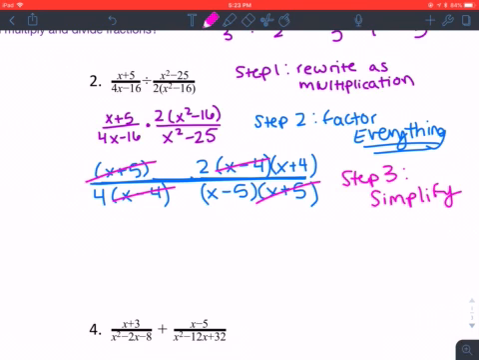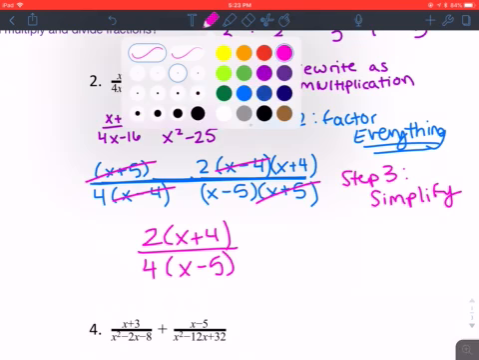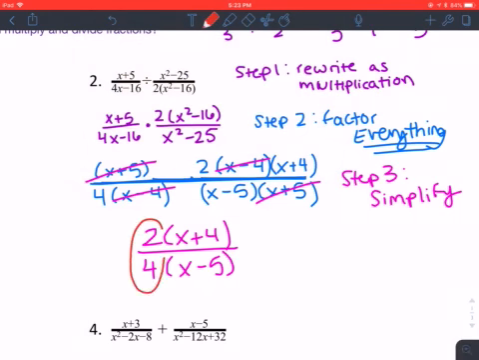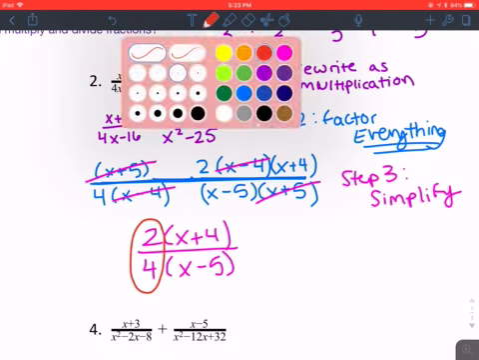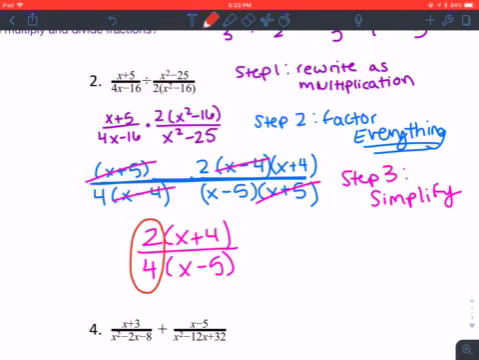So now I need to write what I have left. I've got a 2 and an x plus 4 in my numerator. Denominator, I have a 4 and an x minus 5. Now, one thing that's different about this problem is our 2 divided by 4. If you think about it, if I were to factor out the 4, that's 2 times 2. So my 2's could cancel. Or we can just simply reduce it to 1/2.